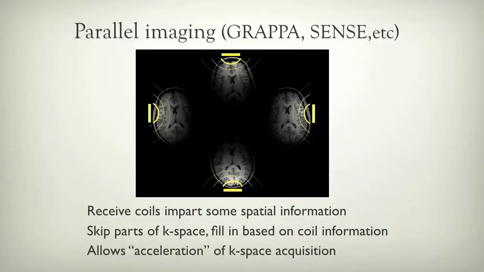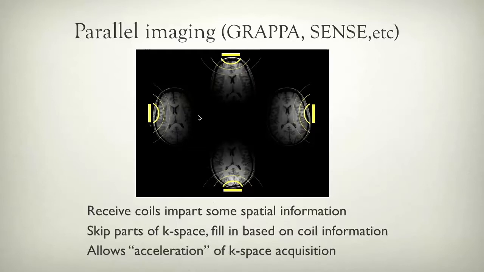Okay, so what can we do about this? Well, one thing we can do is to use parallel imaging. So hopefully most of you will have heard of this. The basic idea is that you have a series of coils that you use to receive the signal. Those coils are placed in different locations around the head, and each of them is maximally sensitive to parts of the anatomy that are immediately adjacent to that coil. So what this should immediately tell you is that those coils have intrinsically some spatial information to them.